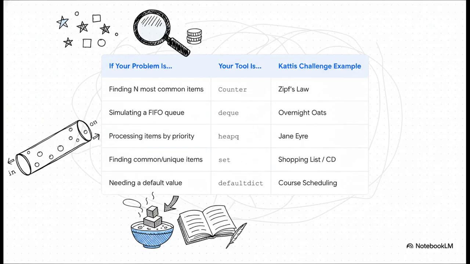If a problem is asking for the most common items, your brain should immediately scream counter. If you need to simulate a line, first in, first out, that's a job for deque. And anytime you see words like priority or importance, you should be reaching for heapq. Recognizing these patterns and knowing which tool to grab is a programming superpower.